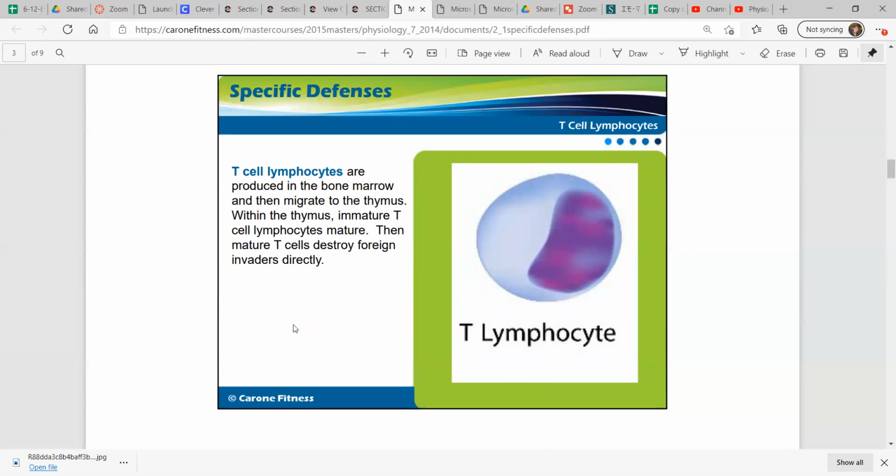T cell lymphocytes are produced in the bone marrow and then migrate to the thymus. So think of T for thymus. And within the thymus, immature T cell lymphocytes mature. And once they mature, T cells destroy foreign invaders directly.